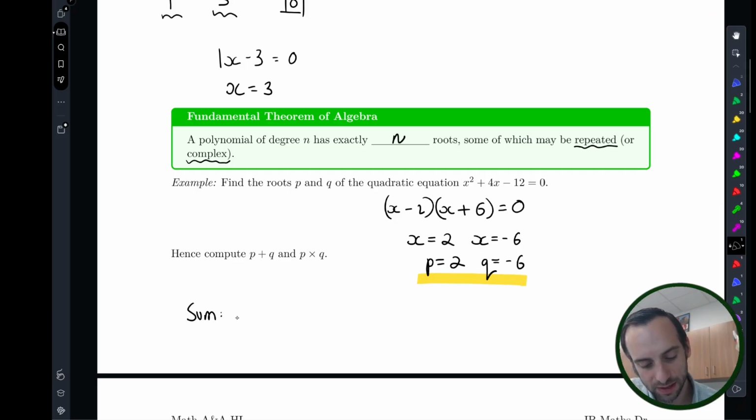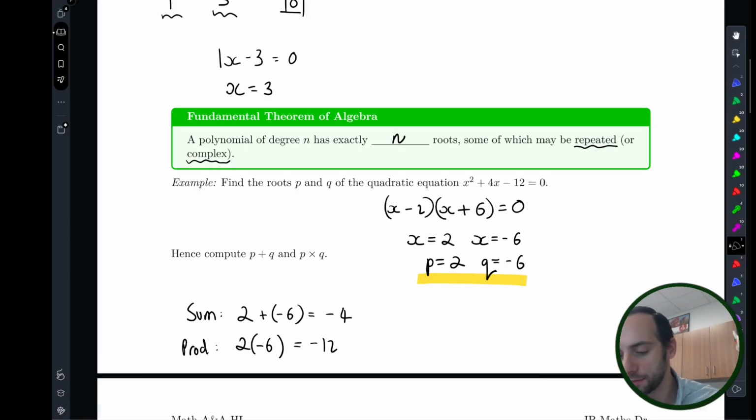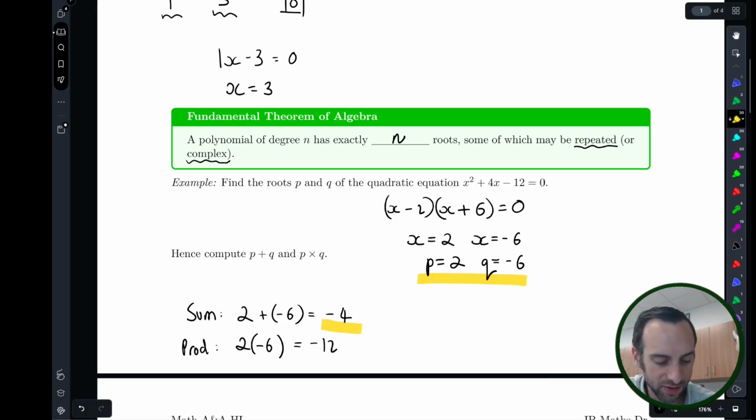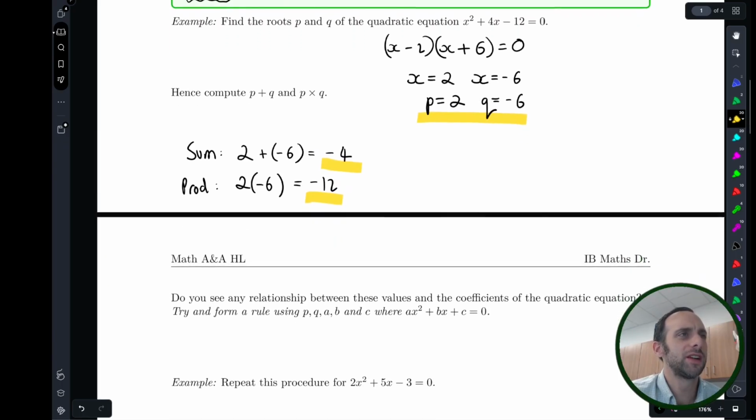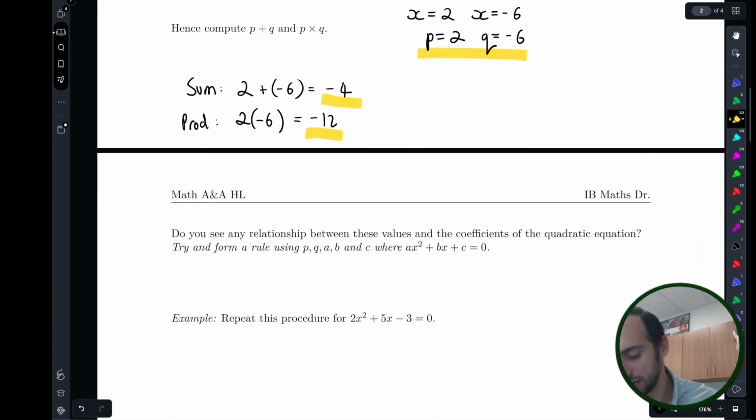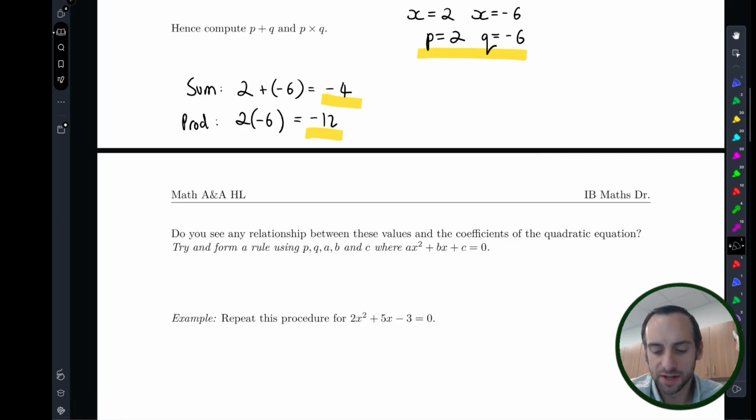So the sum of P and Q, so that would be 2 plus negative 6. That would simply be negative 4. And then the product of these two roots, that would be 2 times negative 6, will give us negative 12. We don't really know why we're doing these operations, but we are for now. Okay? When we turn the page, it asks us if we see any relationships between these roots and the sums and products in the original quadratic equation.